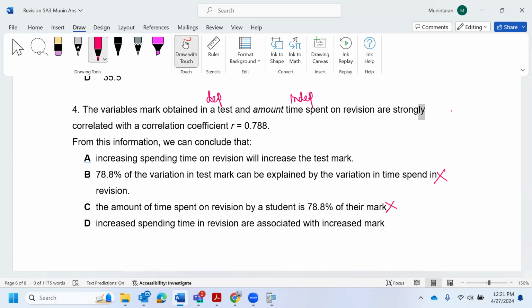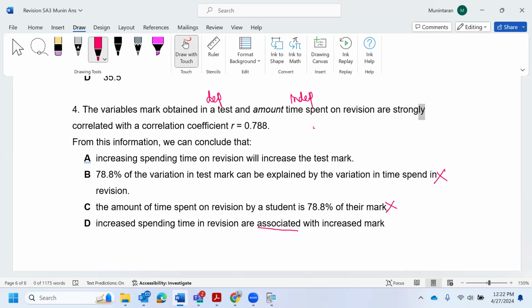Increase in spending of time in revision is associated with the increase in marks. This sounds better compared to the first one. Spending time will increase the test marks, but I think the keyword here is associated. So increase in spending time, spending time going higher, is associated with the increase in marks. Both are increasing. Why? Because it's positive.